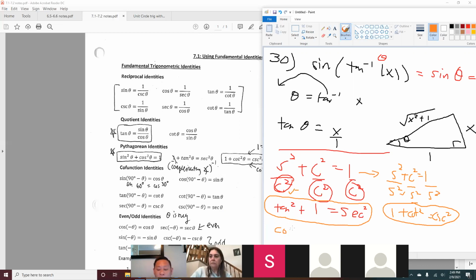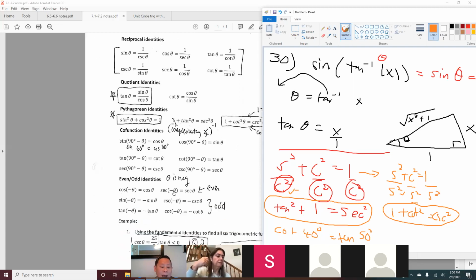Remember last time I asked you to find cotangent 40 degrees. Cotangent 40 degrees is the same thing as tangent what? Again, the total has to be 90. So what is the complementary of 40? 50. Yeah. So this is what we call co-functions. Tangent and cotangent are co-functions, and secant and cosecant also have to add up to 90 degrees.